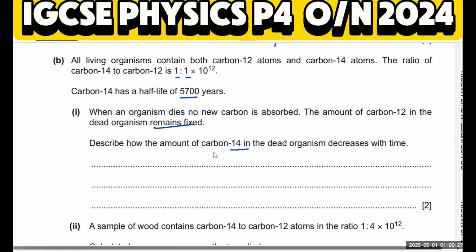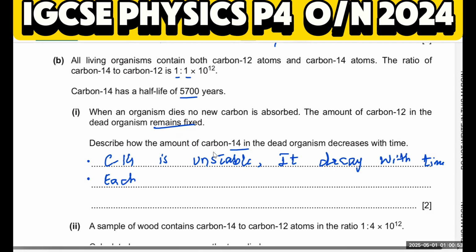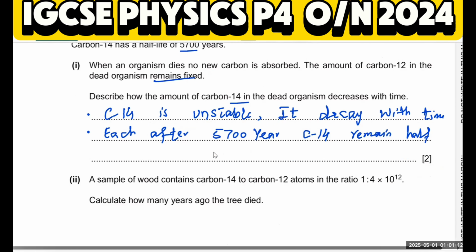So first of all, 2 marks. You will write carbon 14 is unstable, or you can write it decays with time. And each after is a half-life. What is half-life? 5,700 years. Carbon 14 remains half in its atoms. So 2 marks, 2 points.